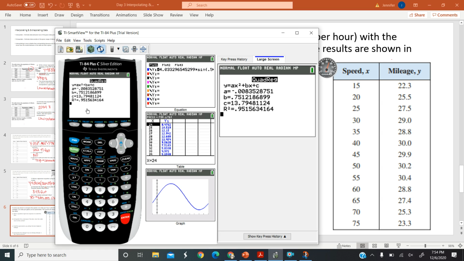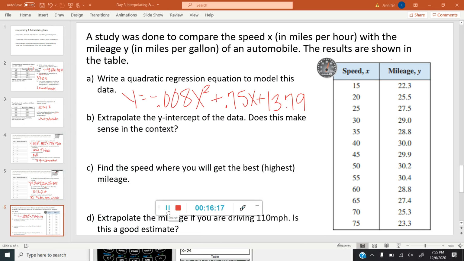And I get this as my quadratic regression equation. I'm not going to copy it over this time because there's not a lot of room on this slide, but it would be y equals negative 0.008x squared plus 0.75x plus 13.79. And I will go ahead and write that out for us. So I have that, and then it wants me to extrapolate the y-intercept of the data.